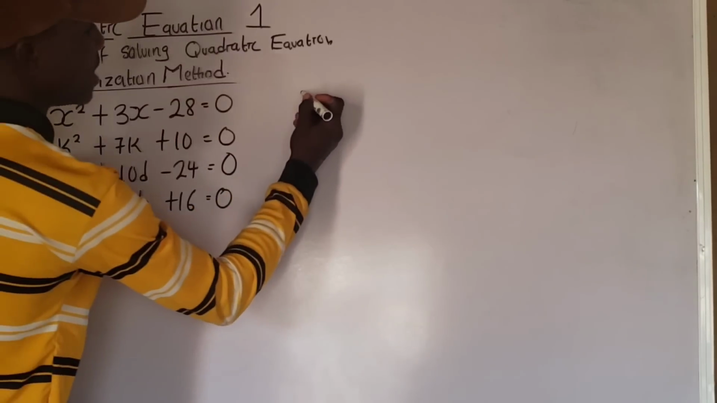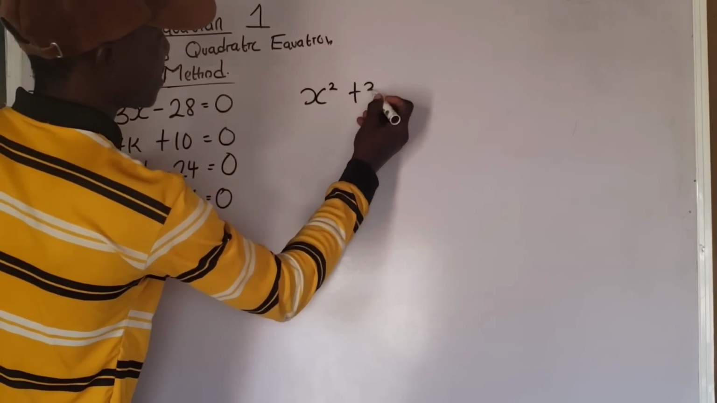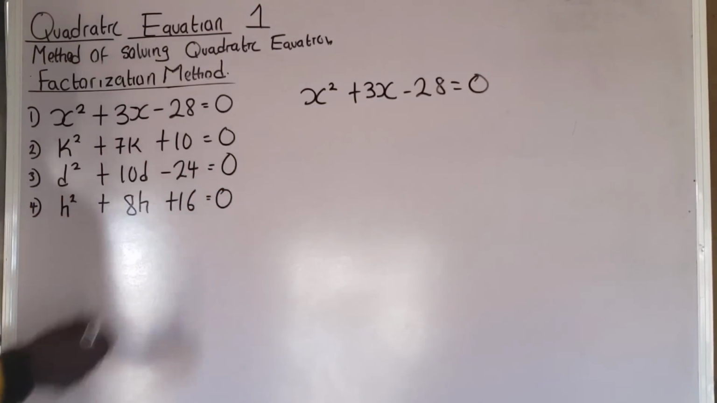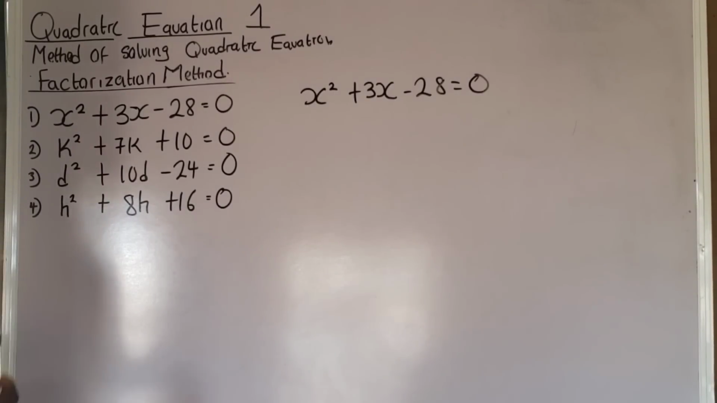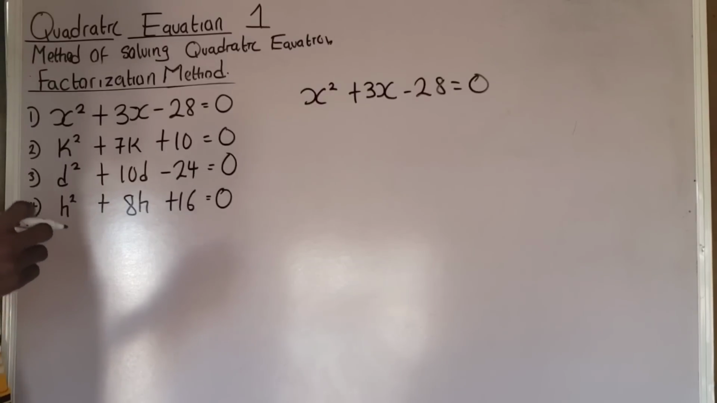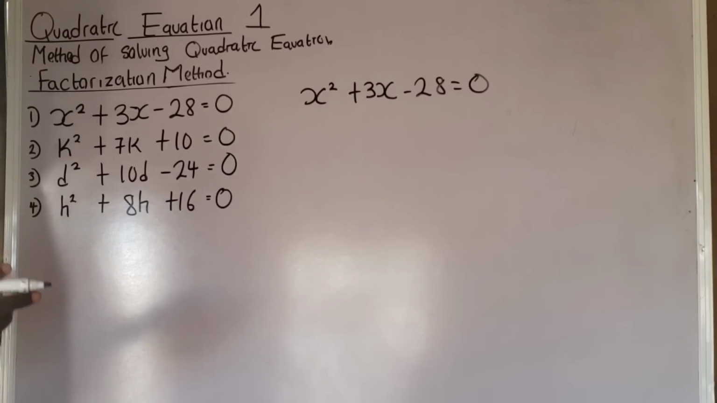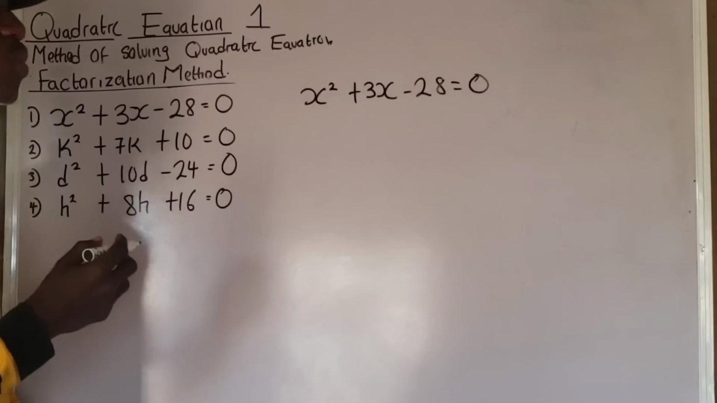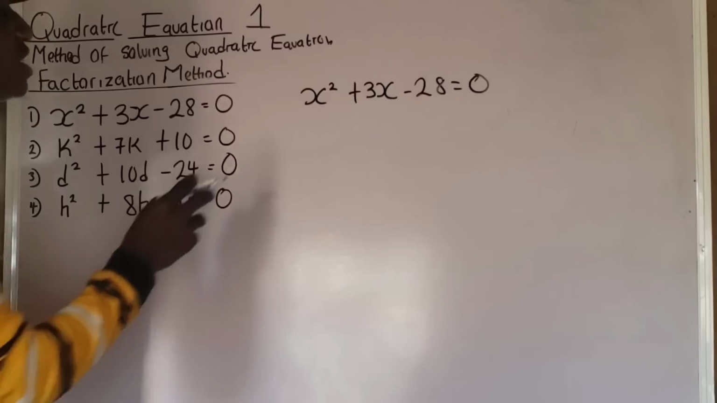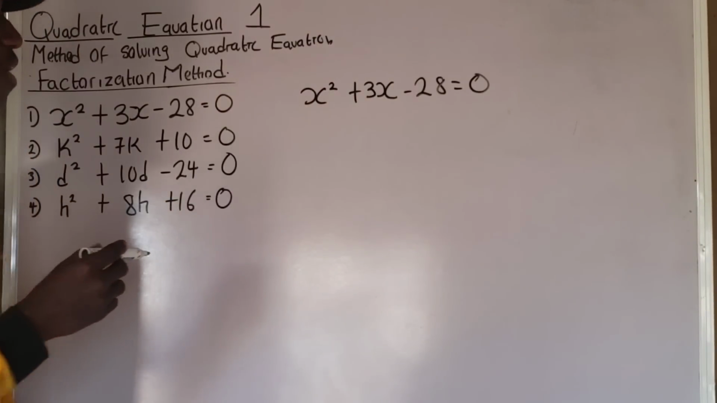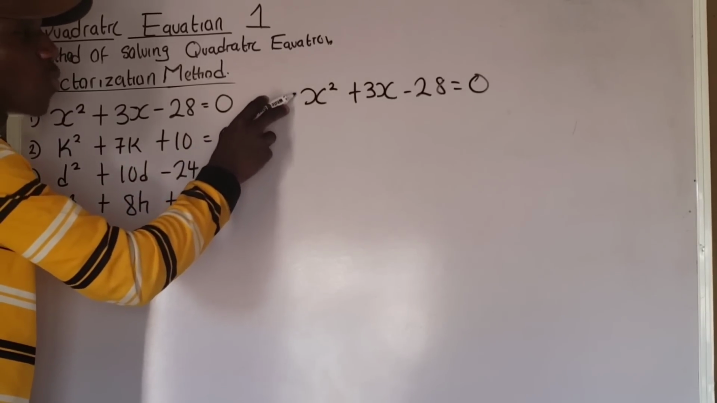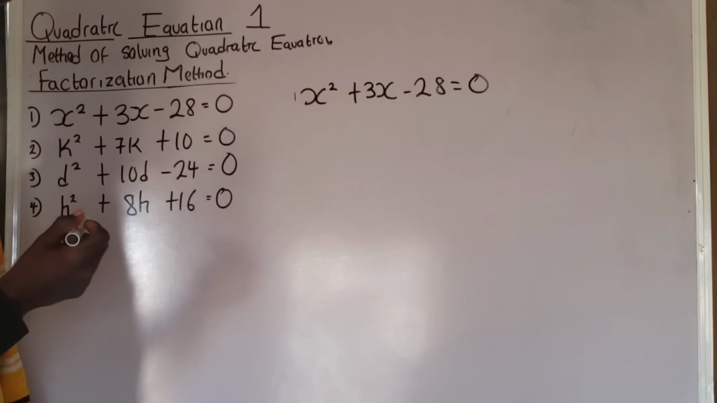So let's start with the first question. We have x squared plus 3x minus 28 equals 0. Now, how do we solve this quadratic equation? You can see that in this quadratic equation, the value of a is what? 1. I'm very sure you are part of our previous class. a is the coefficient of the unknown that has the highest power. The unknown in this equation is x. Now, the coefficient of x squared will be a, and in this case, a is 1, which is the coefficient of x squared. Do you understand?